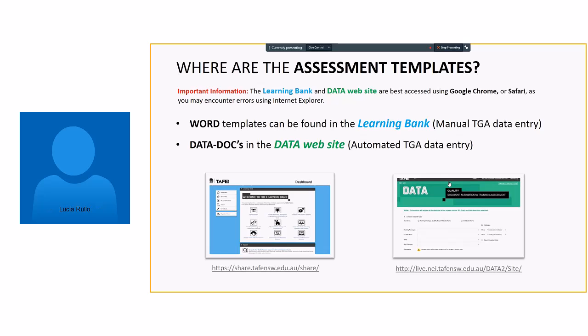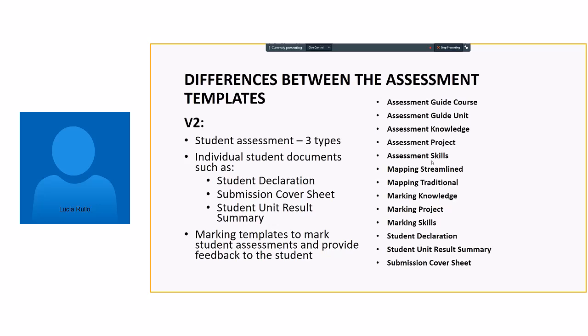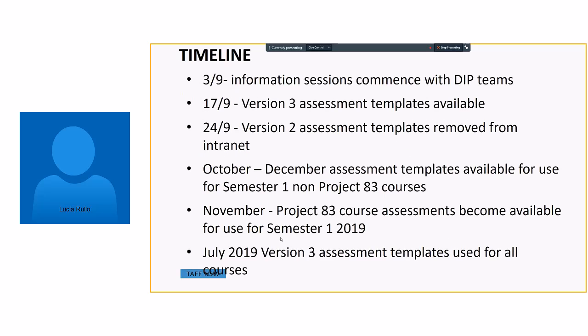So if I go back to the beginning, in the timeline, what we said was for all Project 83, they should all be implemented by, we're sort of saying that semester 1 is probably going to be a little bit of a transition, and by semester 2, they should all be in place. And definitely by July 2019, all courses for the Project 83 will be in the version 3.